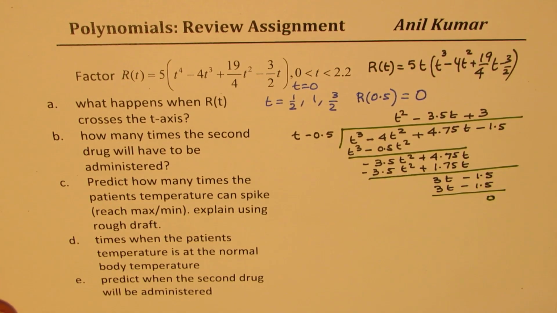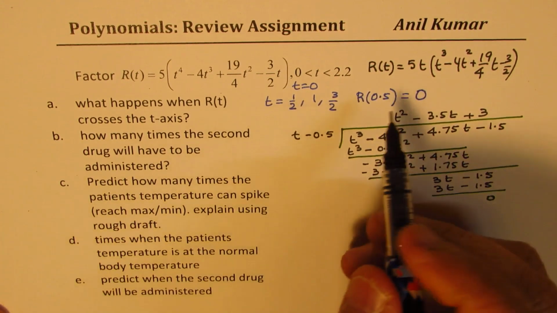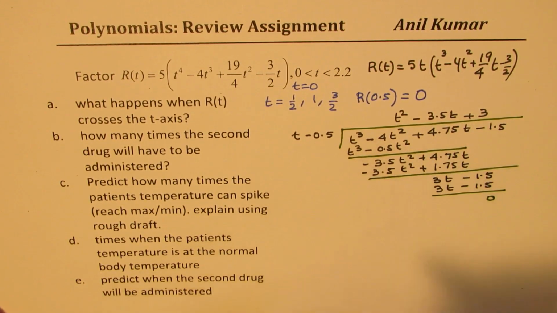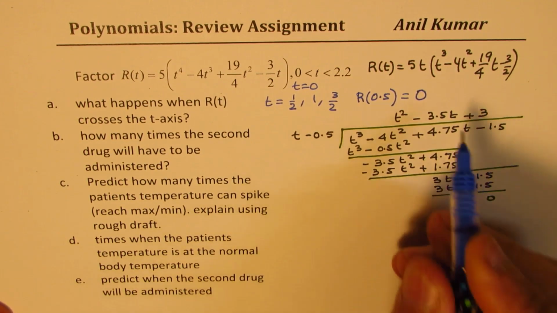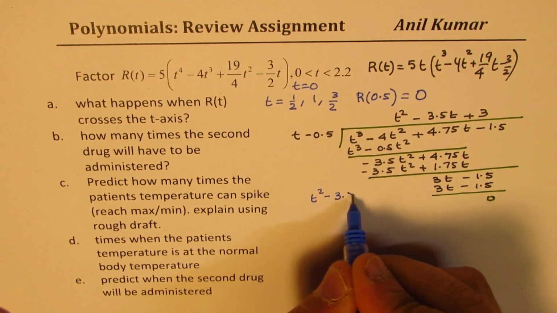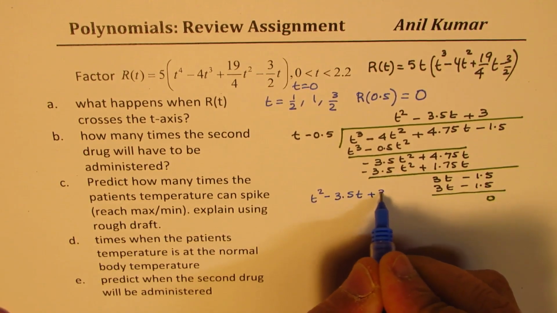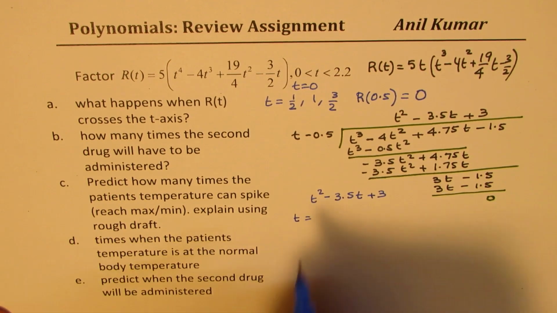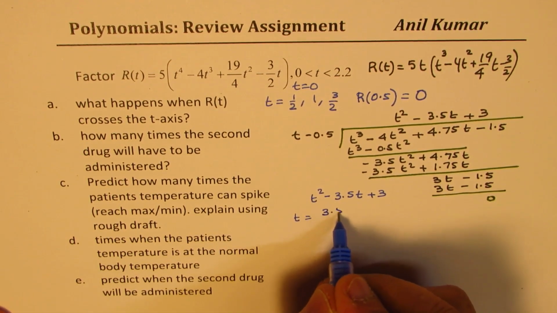So we have a quadratic equation to work with, right? So this is t squared. So we have this equation. Now let's find the roots of this equation. t squared minus 3.5t plus 3, right?